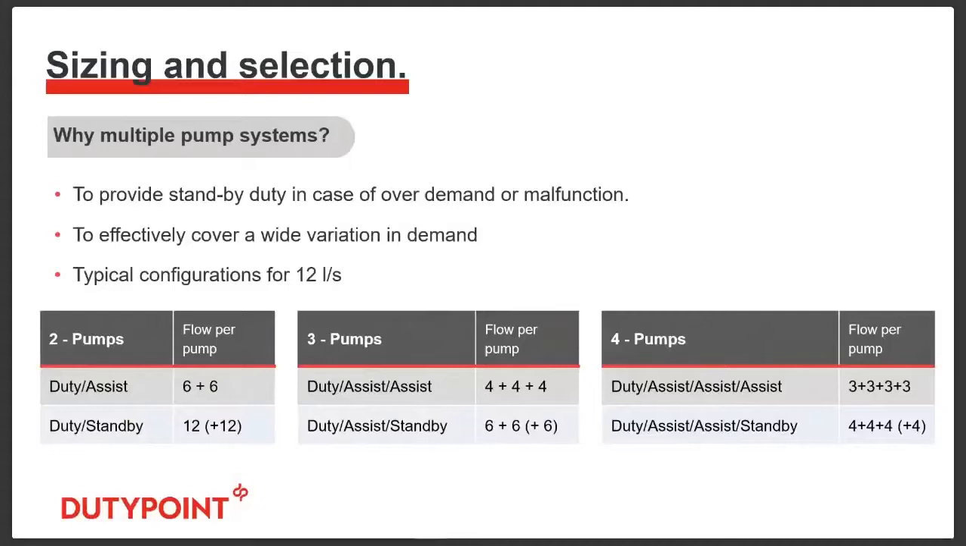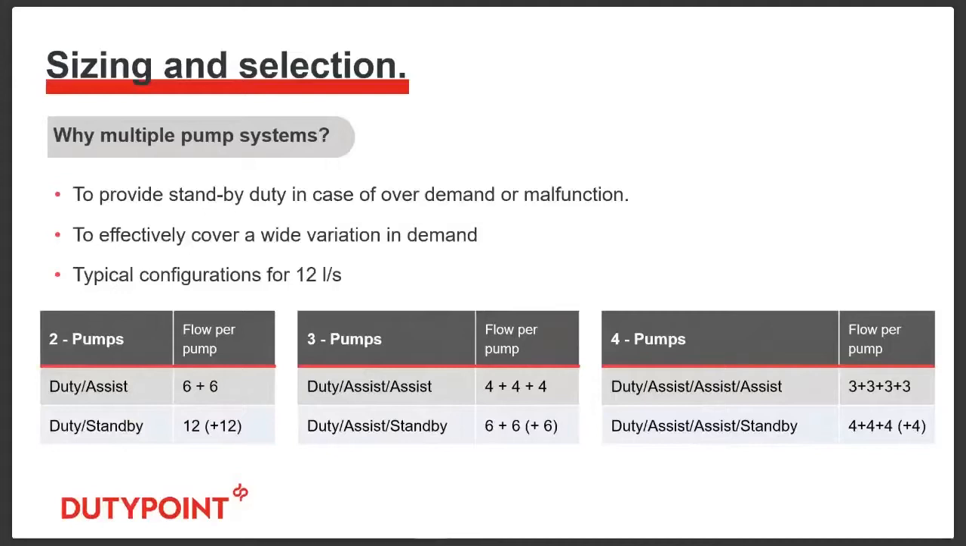So for example, if your requirement is for 12 liters a second and you have two pumps, they could each do 6 liters a second. If you're using what we call a duty assist configuration, that means you've got a minimum sensible flow rate that you can operate at of about 3 liters a second, which might be fine. But if we look at a 4-pump system and we've got, say, 4 pumps that each do 3 liters a second, the minimum efficient flow rate we could operate at is more like 1.5 liters a second.